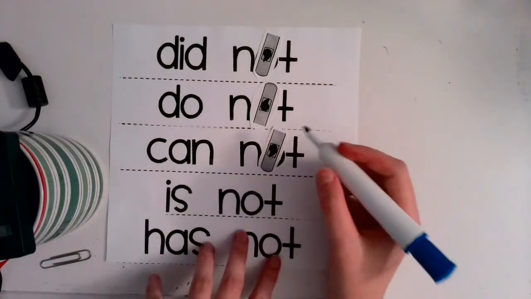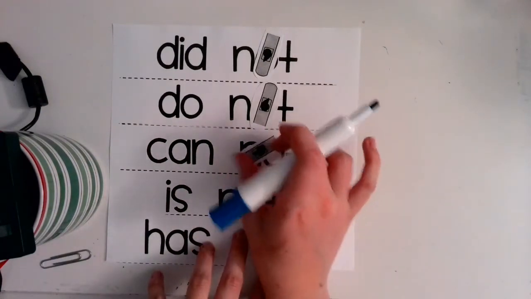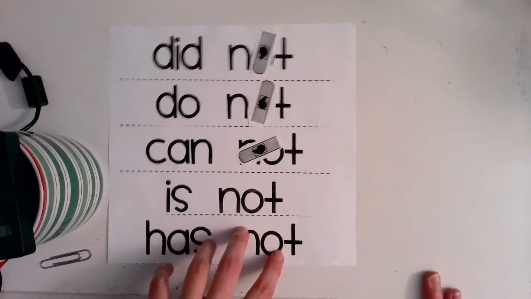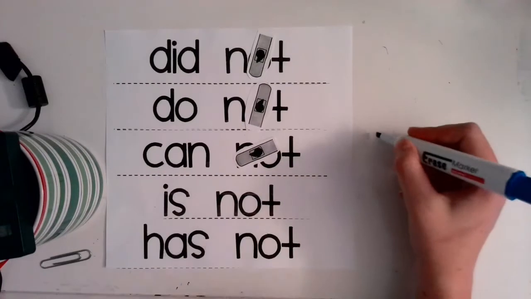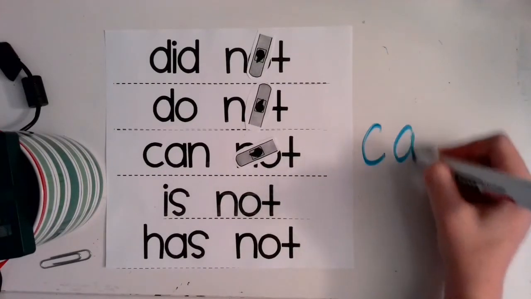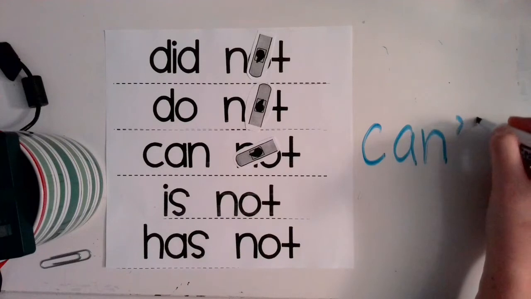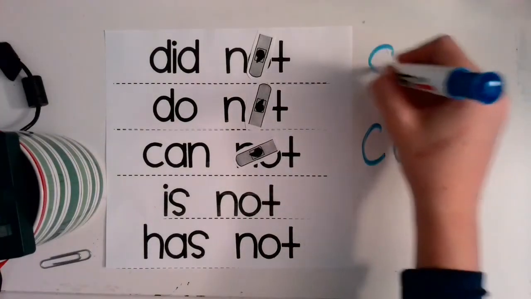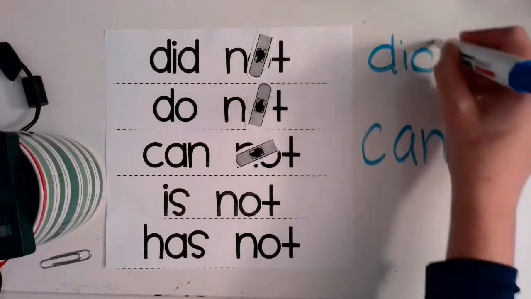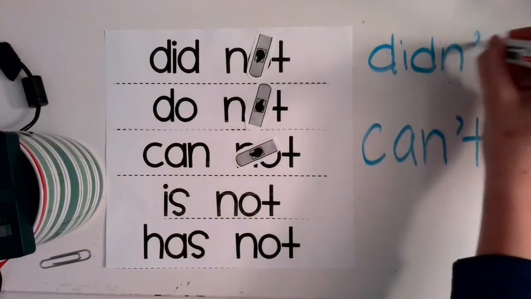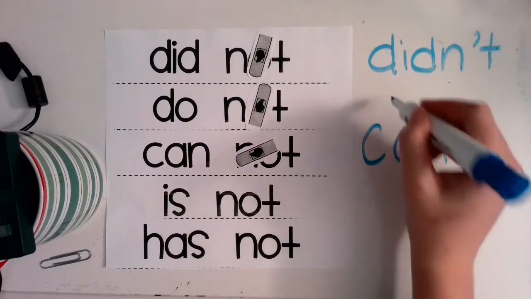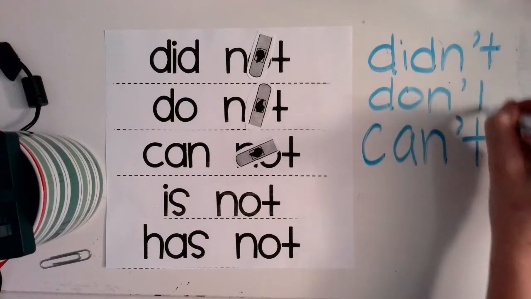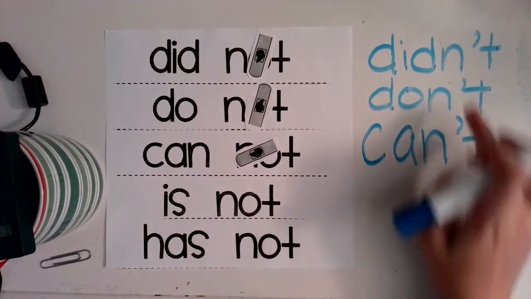But can't is special: the apostrophe takes out both the N and the O. So it looks like this: C-A-N apostrophe T. And I'll spell the other ones for you. D-I-D-N apostrophe T. D-O-N apostrophe T. Don't.